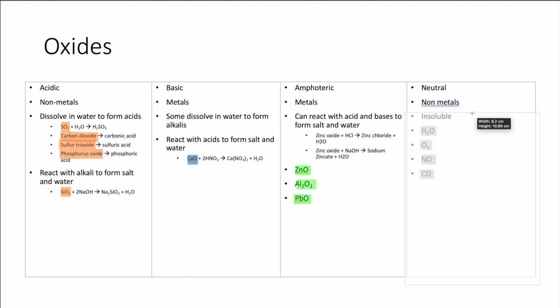Finally, neutral oxides are oxides of non-metals. They don't show any basic or acidic properties, and are insoluble unless it's water itself. And here are some examples of neutral oxides.